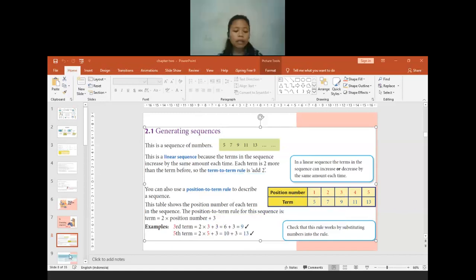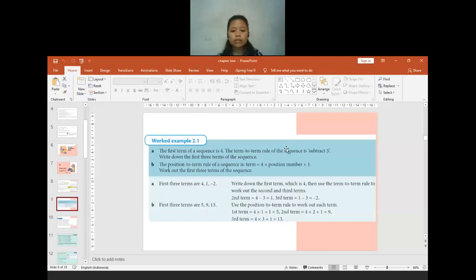Okay. Let us continue to this slide. There is an example, work on example 2.1. The first term of a sequence is 4. The term to term rule of the sequence is subtract 3. So we have to find the first 3 terms of the sequence. So we just need to calculate it based on the term to term rule given.